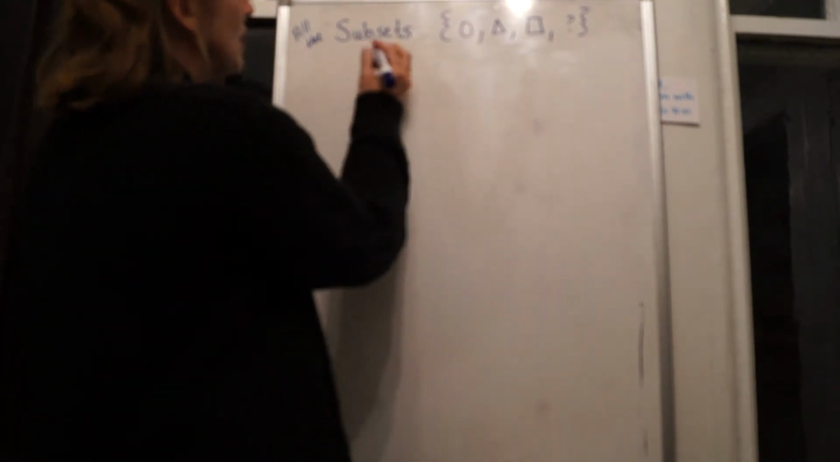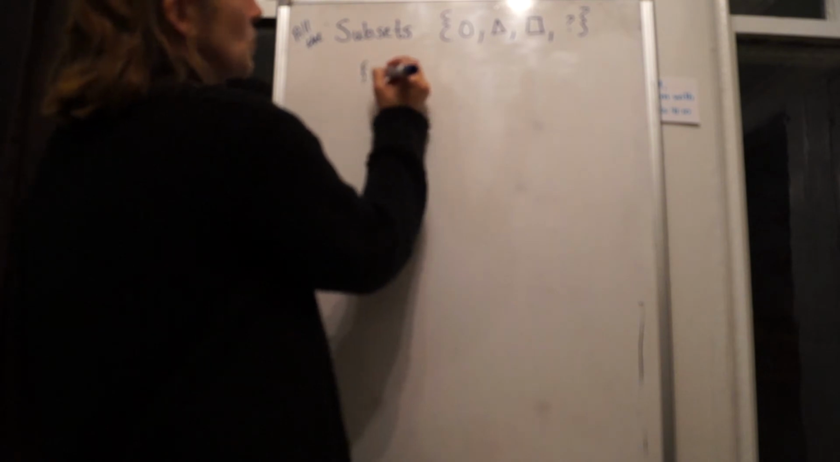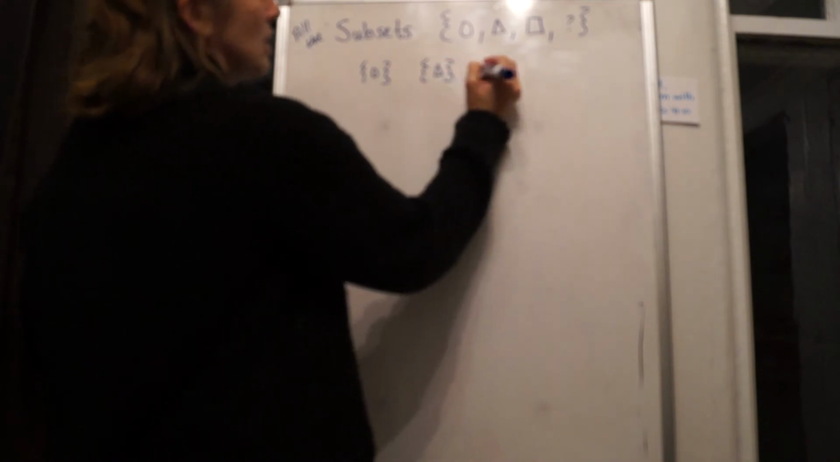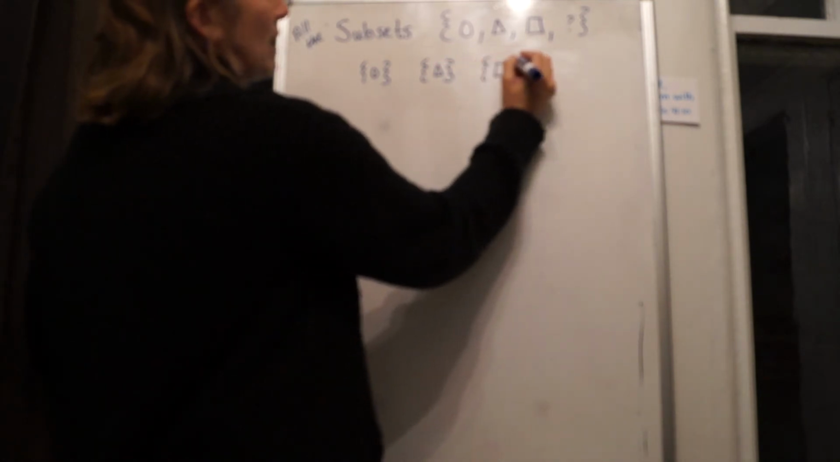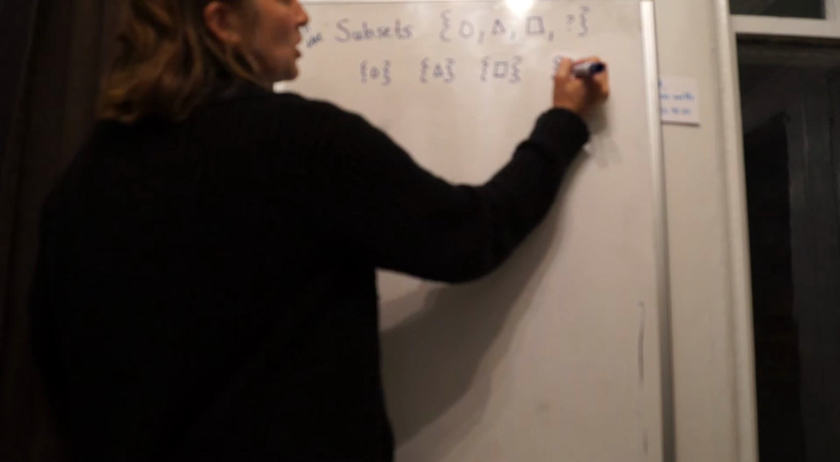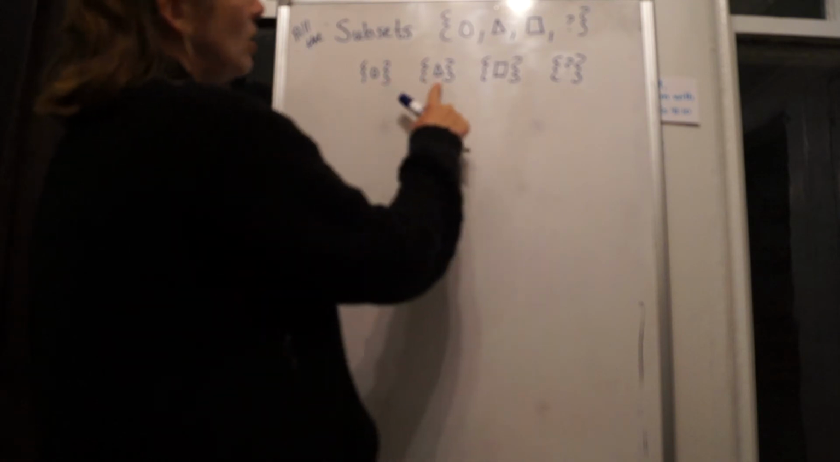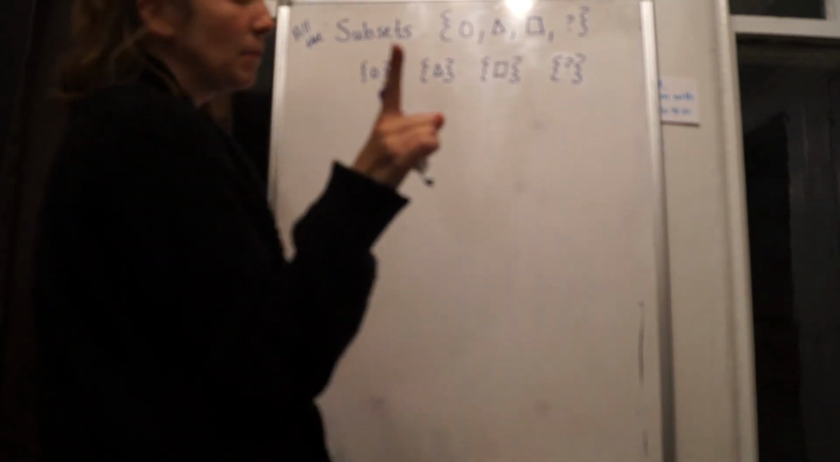All the possible subsets. Well, we start by listing all the possible sets with only one thing in them. Circle, triangle, square, question mark. This isn't mandatory, but this is a good way to keep track and make sure we've found them all. So I've got all of the subsets that have one element.